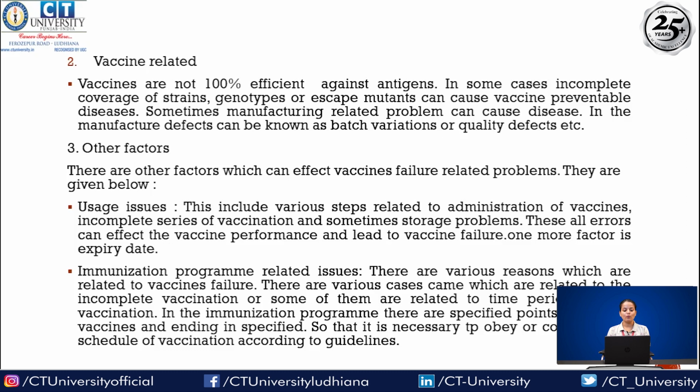Next is vaccine-related. Vaccines are not 100% efficient against antigens. So in some cases, incomplete coverage of strains, genotypes and escape mutants can cause vaccine-preventable diseases. Other factors are usage issues, which is a prominent factor that leads to vaccine failure. People are not using vaccines in an appropriate way. They are using the wrong route of administration. So first of all, usage issue. Usage issue includes various steps related to administration of vaccines. Incomplete series of vaccines, like if a doctor has recommended that you need to take 3 vaccines for a particular allergy XYZ, and people have not completed the series of vaccines.